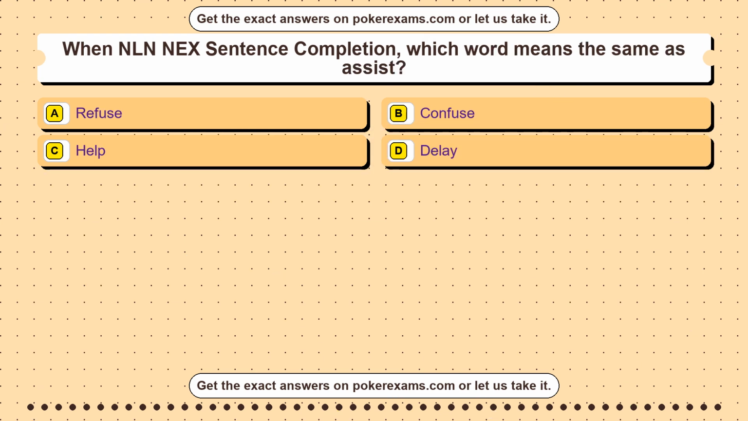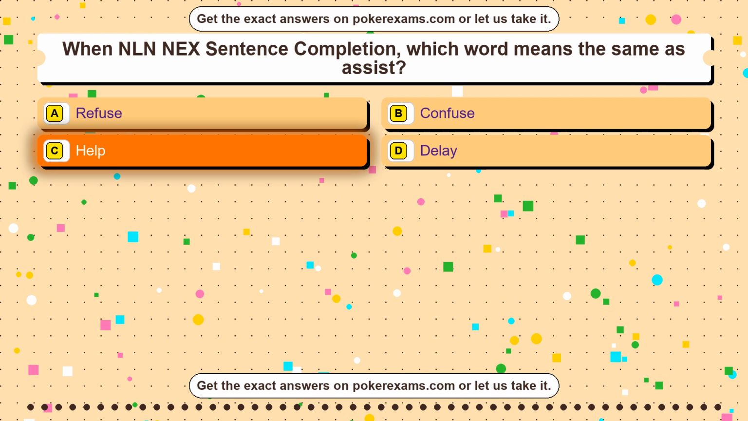Question 39. GED Science Review, which word best describes a claim supported by evidence? Option A, decimal. Option B, variable. Option C, argument. Option D, fragment. The correct answer is option C.